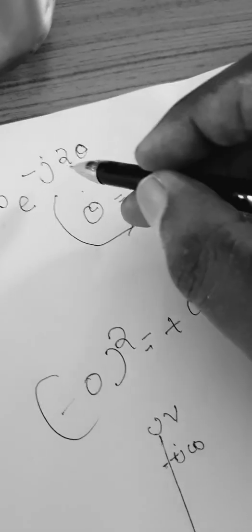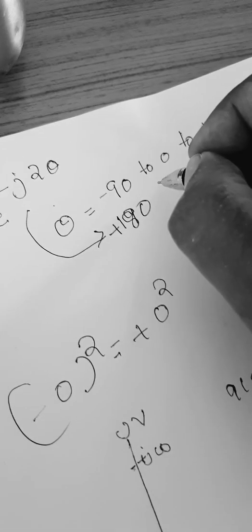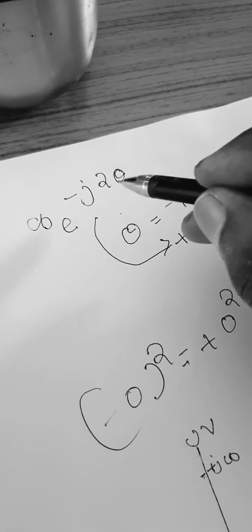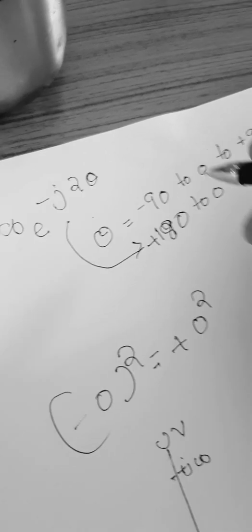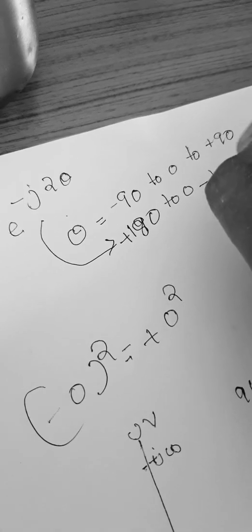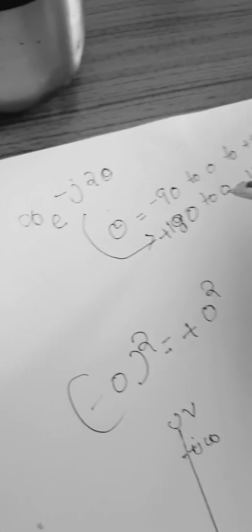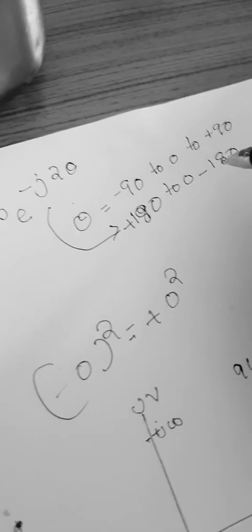Theta equal to 0 means minus 2 theta also becomes 0. Then theta is plus 90: minus of 2 into 90, that is minus 180. So this way, plus 180 to 0 to minus 180.